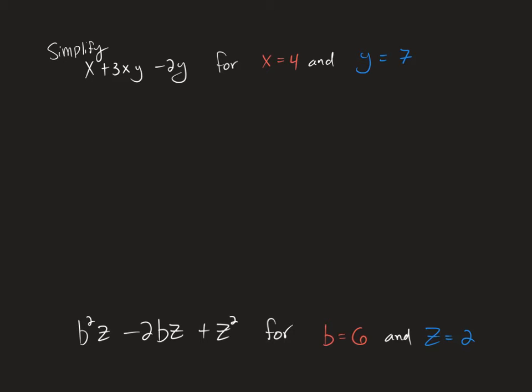You're asked to simplify, and we're told, hey, x equals 4 and y equals 7. So every time I see an x in here, I'm going to replace it with 4. So I see 4 plus 3 times, and I'm going to wrap it in parentheses, 4. And each time I see a y, I'm going to replace it with 7. So I'm going to replace the y with 7. And then minus 2, and then the y gets replaced with 7 again.